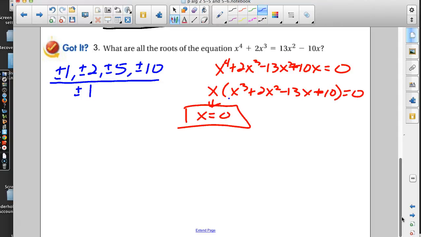So our possibles are going to be plus or minus 1 divided by 1 is 1, 2 divided by 2 is 2, 5 divided by 1 is 5, and 10. So there's some pretty good possibles again.